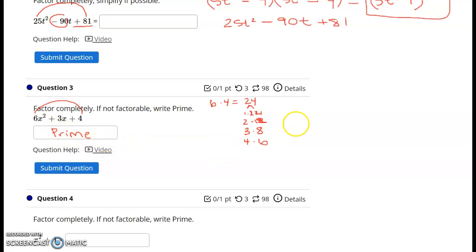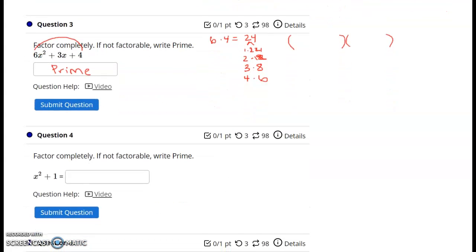Okay. 1 and 24, 2 and 12, 3 and 8, 4 and 6. Those are all the possibilities, and none of those add up to 3. So this one is just going to be not factorable, so we're just going to write prime. And if you're not convinced, you can also try a few and see if you can get it to work out. But I like this one because it's a straight way to do it. You just say, okay, 6 times 4, 24. None of the factors add up to 3 because they both have to be positive, so not factorable.